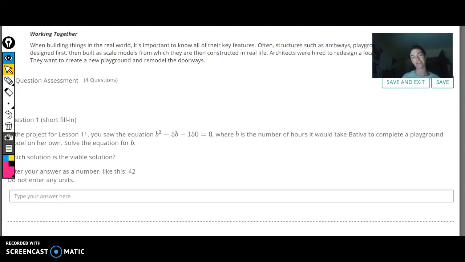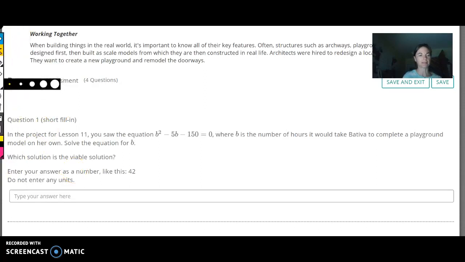We are still on Unit 3. We're now on Lesson 14. And we're still working on this redesign of the local community center. And we have 4 questions here. The first couple are very quick and easy. So let's go ahead and get started on those.